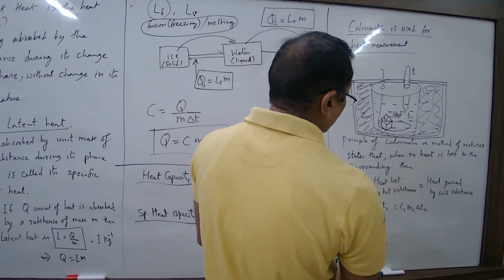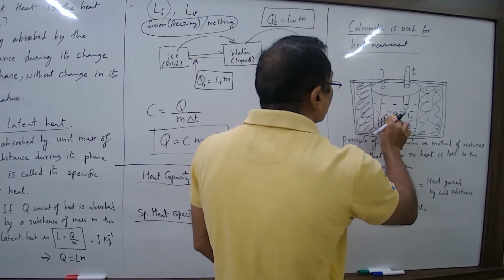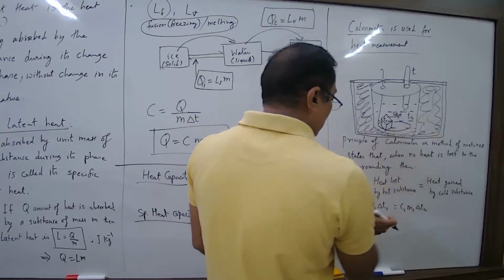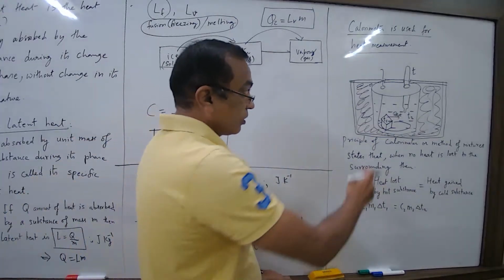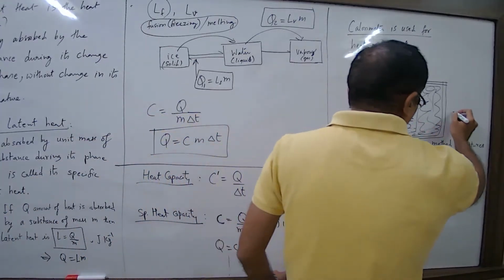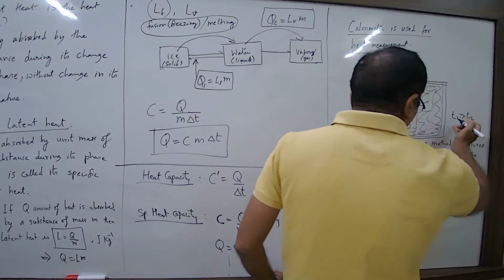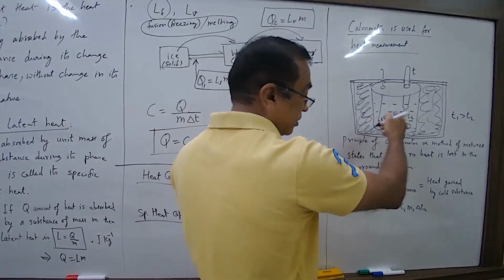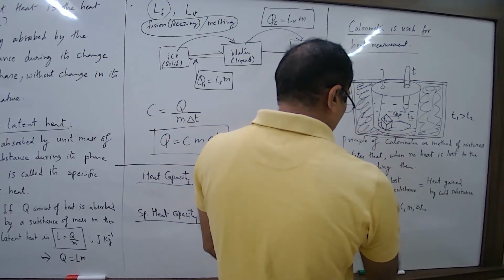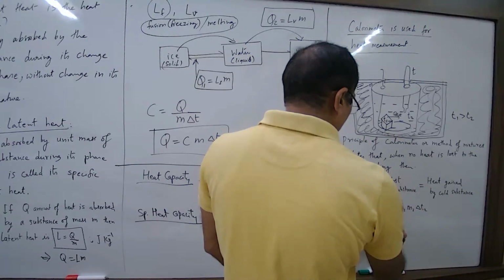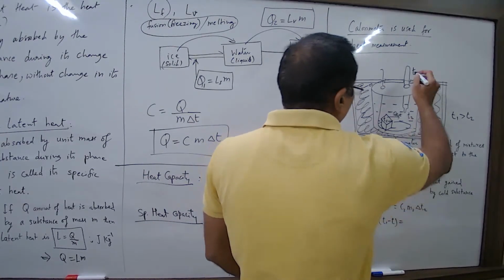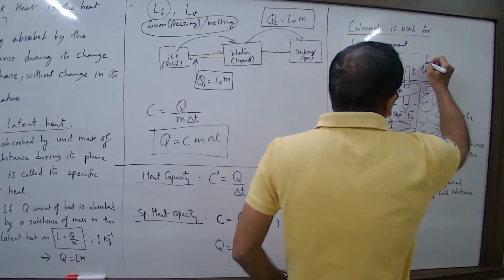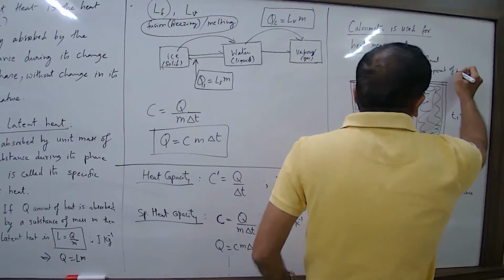Let me label the block as 1 and water as 2, okay? Now this formula is applicable. So T1 is greater than T2, for the hot substance. The mixture temperature, obviously, since it is losing heat, its temperature will come down. So what will be delta T? It will be T1 minus T, where T is the final temperature of the mixture.